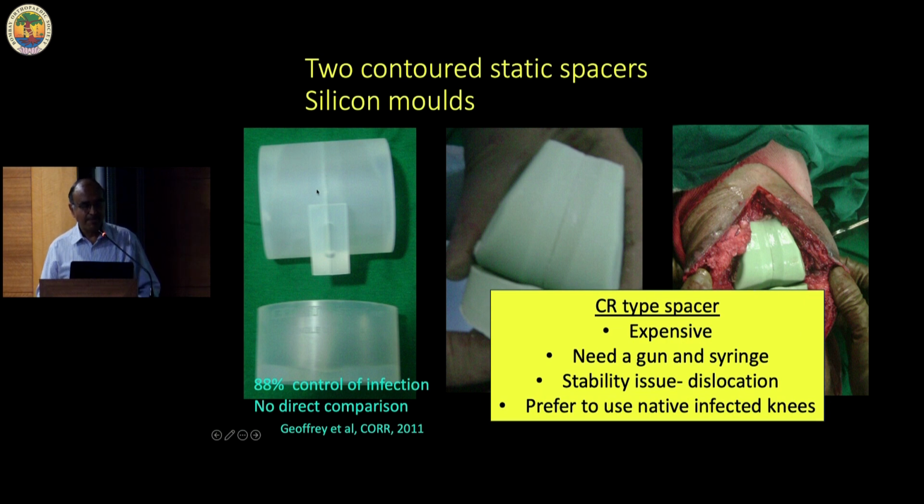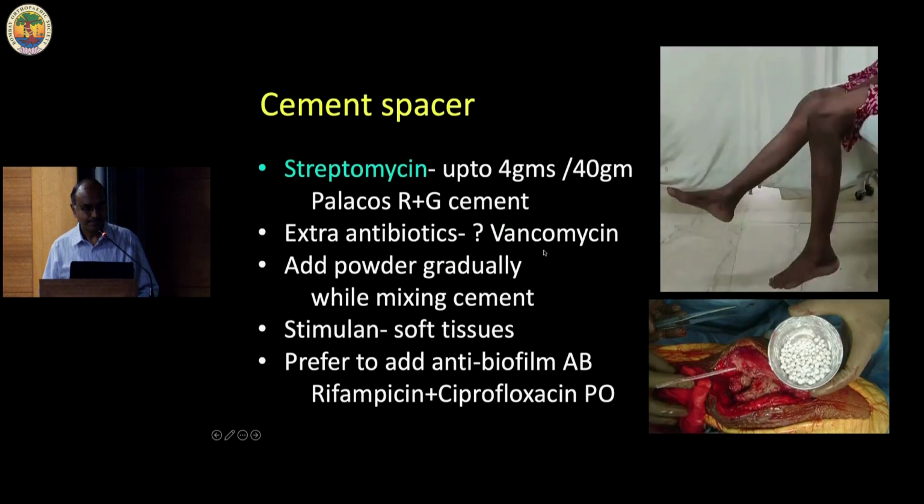These types of templates are expensive, but you tend to reuse them. Once you open it, you can ETO sterilize it and reuse it, and you need a gun and a syringe to prepare this cement spacer. Stability is an issue with this kind of spacer, because there is no post, and hence there is a possibility of dislocation. So we prefer to use it in native infected knees, either tuberculosis or pyogenic infection.